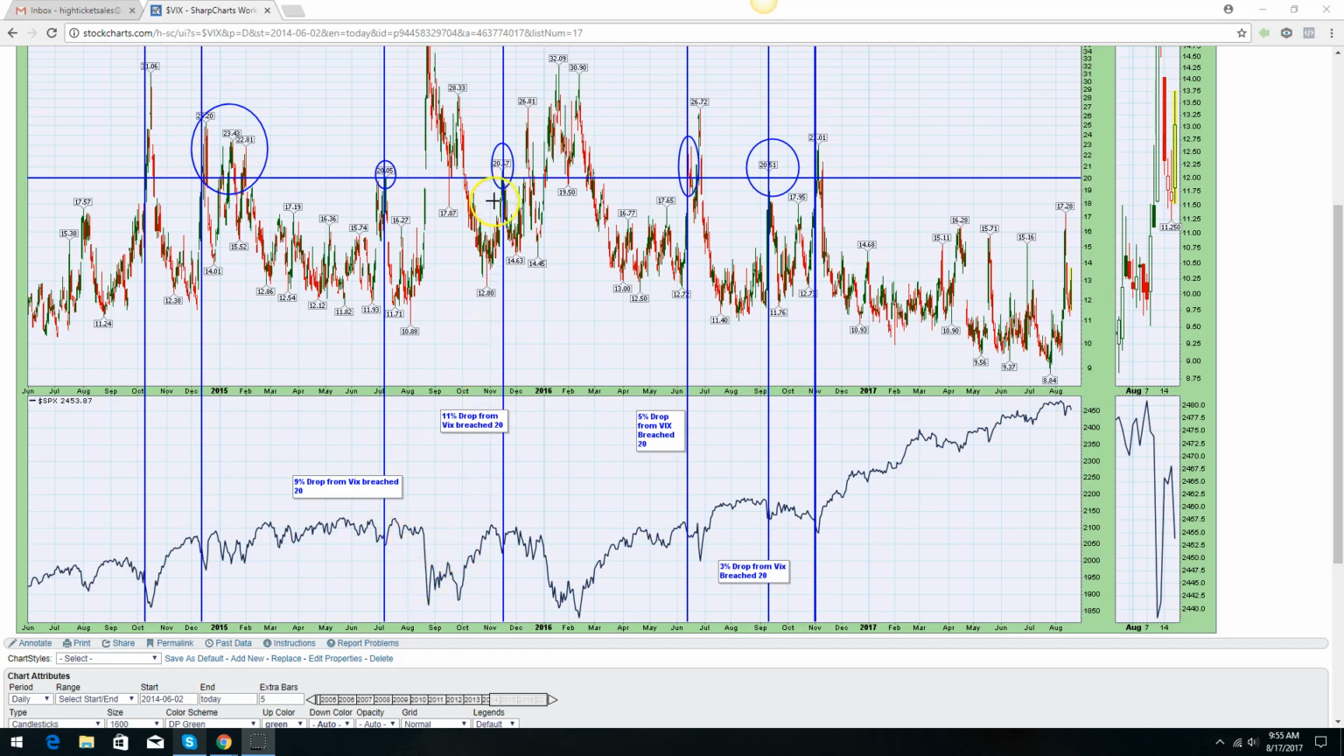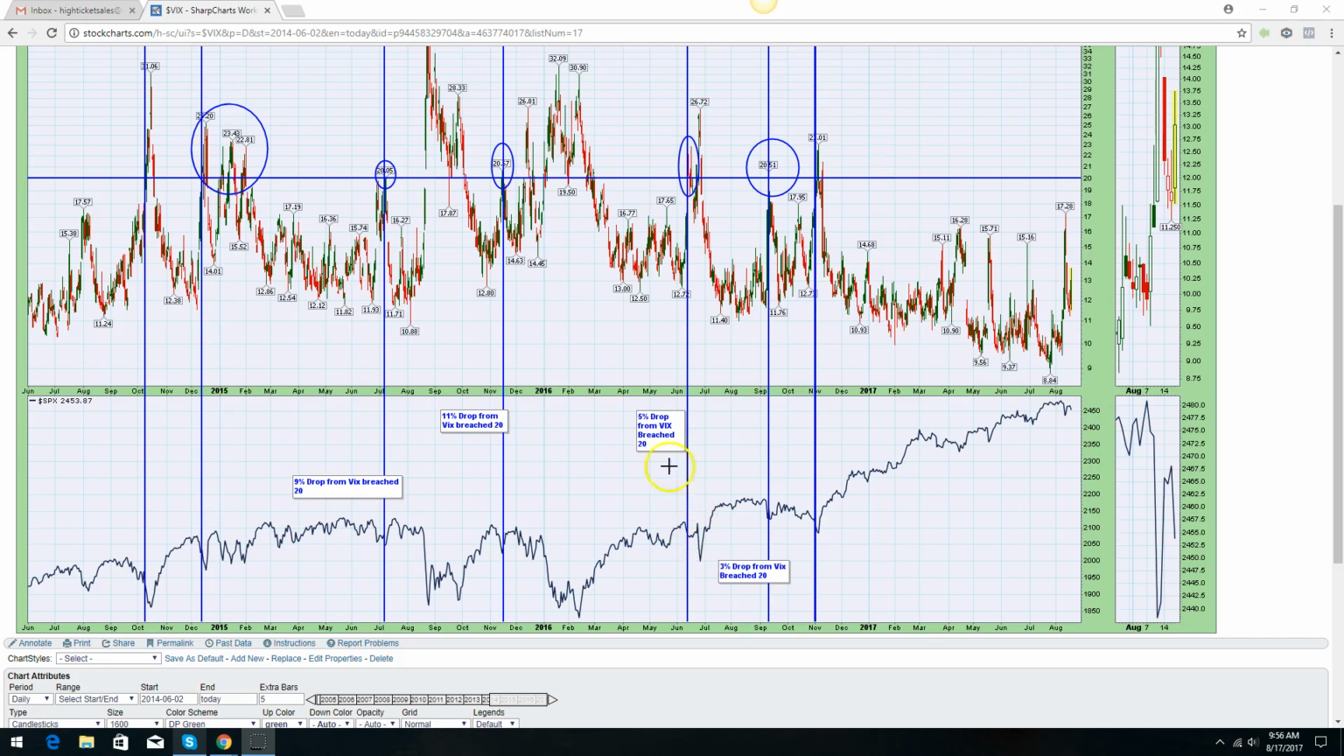So let's look at the next example. We have November 2015, popped above 20, and you can see it was an immediate short-term bottom right here, came back, tried to take out the new highs, couldn't, and it just completely rolled over, corrected 11% from the time the VIX initially breached 20. Let's look at this example, right? The VIX hit 20, it tried to come back, couldn't break the highs, and then just cracked.